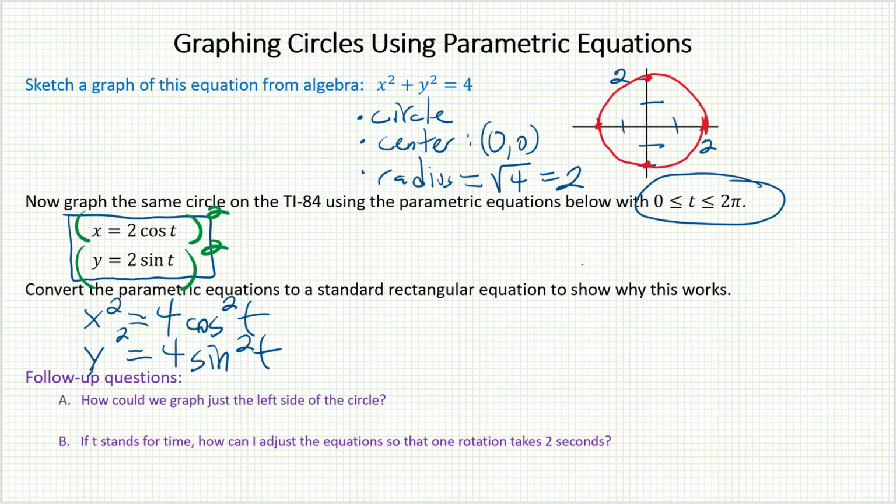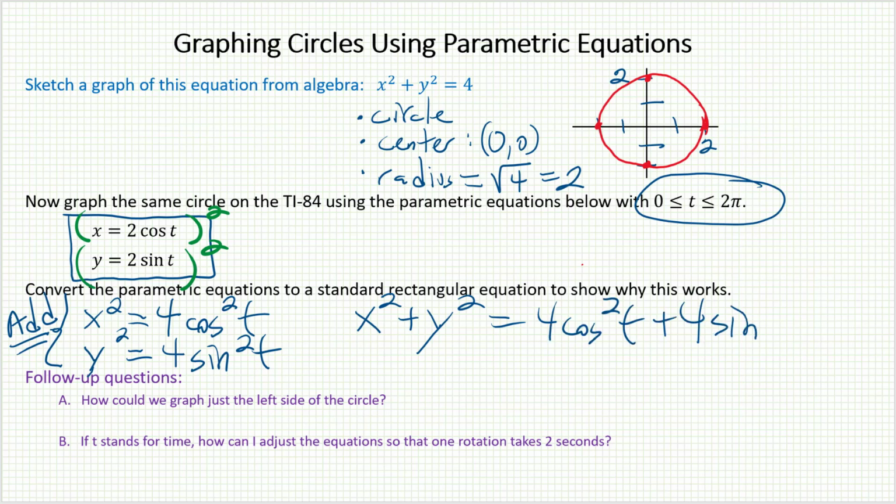What I'm going to do now is I'm going to add these two equations together. So I'll add the left sides together and I'll add the right sides together. And that will give me x squared plus y squared on the left equals 4 cosine squared t plus 4 sine squared t on the right. Now so far, maybe you're thinking, are you sure we're getting anywhere? We still have these t's all over the place. Maybe you can see what's going to happen.